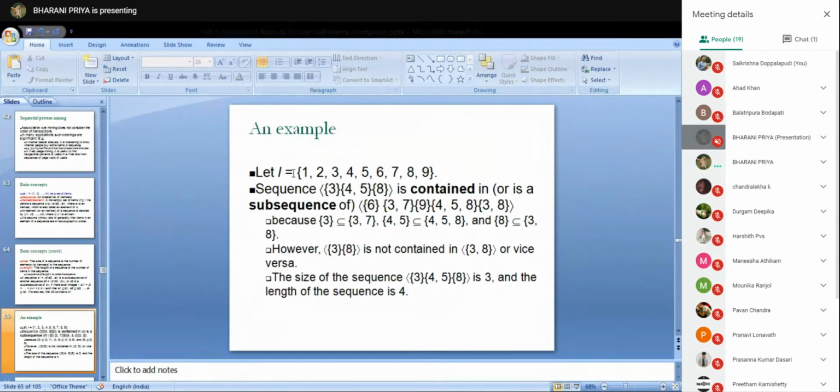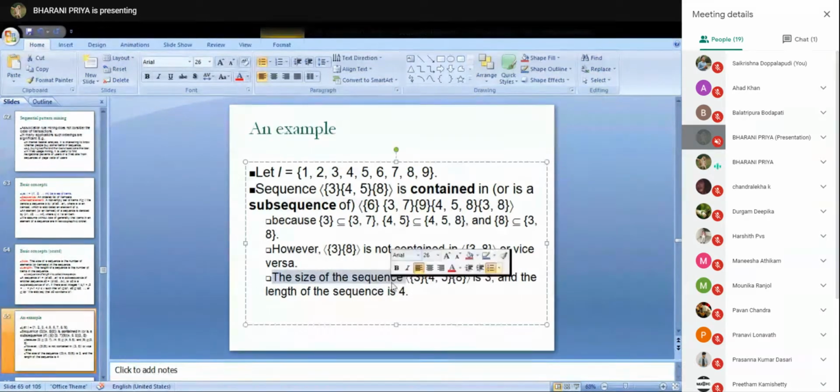See, this is the sequence 3, 4, 5 and 8. So the sequence consists of item sets, not individual items. So the size is the number of item sets that are in the sequence, that is 3, and the length is the number of items, which are 1, 2, 3, 4. Have you understood the difference between size and length?